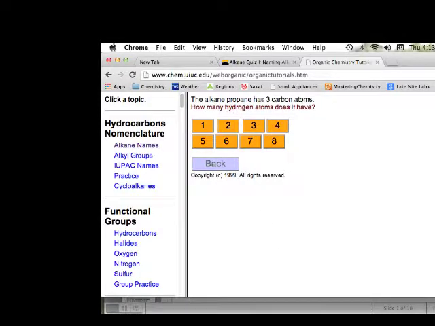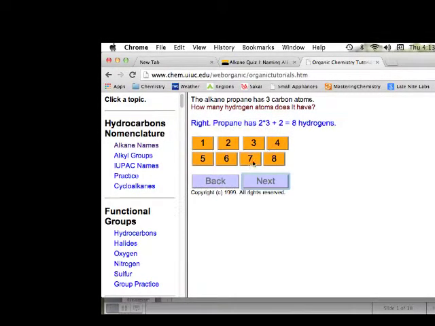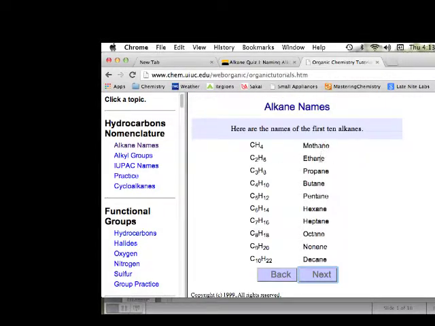If an alkane, propane, has 3 carbon atoms, how many hydrogens should it have? Well, we've just learned about the general formula. So 3 times 2 is 6, plus 2 is 8. So it should have 8 hydrogen atoms. Here's a little tutorial reminding you again of your prefixes, and therefore the names for your straight chain alkanes with different numbers of carbons. You need to kind of memorize this.